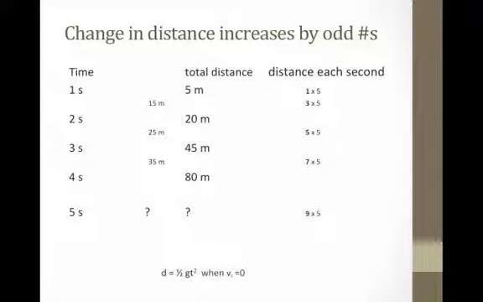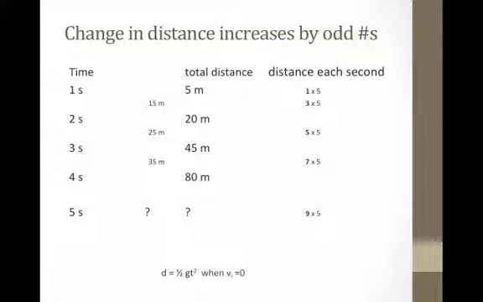Okay, if you want to figure out how far the object travels in the second second, you would take the next odd number, which is 3, and then always times 5. That would give you 15. So in the second second that the object is falling, it travels a distance of 15 meters, which would be a total distance of 20 meters. In the third second that the object is falling, you would just take the next odd number, which is 5, times 5, which would give you 25 meters. So in the third second, the object actually travels a distance of 25 meters, which is a total distance of 45.